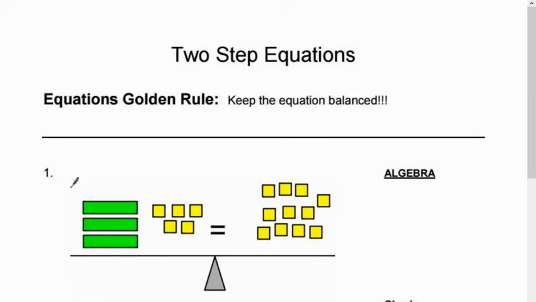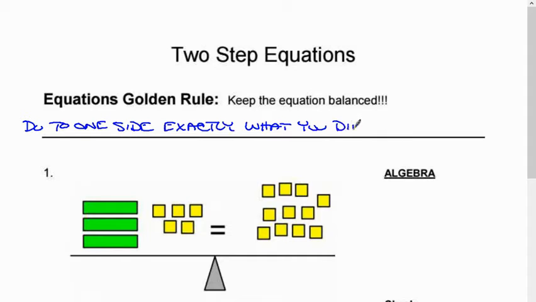Remember the equation's golden rule: do to one side exactly what you did to the other side. Okay? This will ensure that you keep the equation balanced.